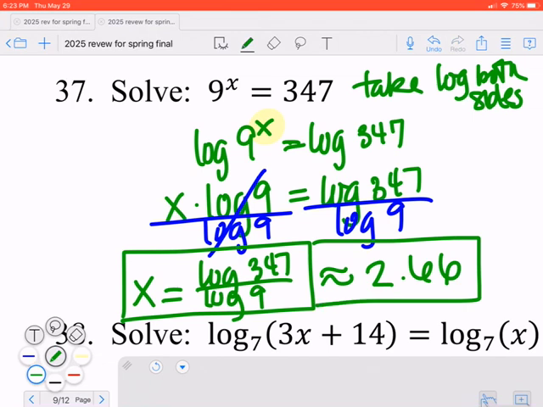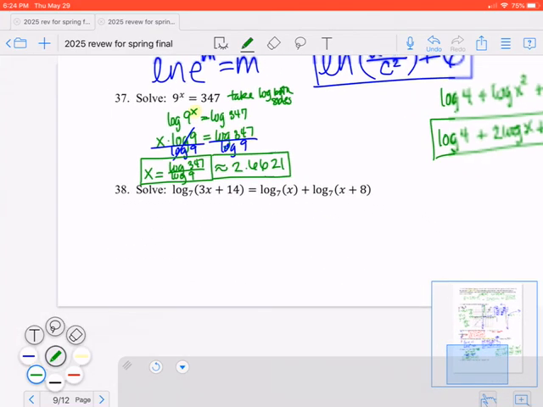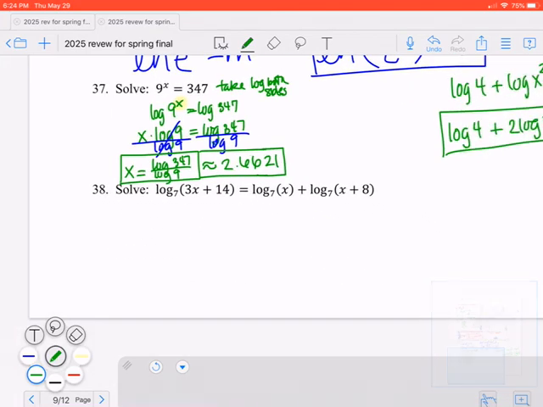Actually, let me try it again with my calculator, see? Because usually with logarithms, you go out 4 places. So the log of 347 equals, divided by log of 9 equals, it's 2.6621. And I'll do one more.